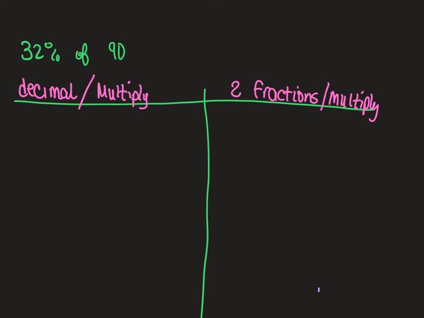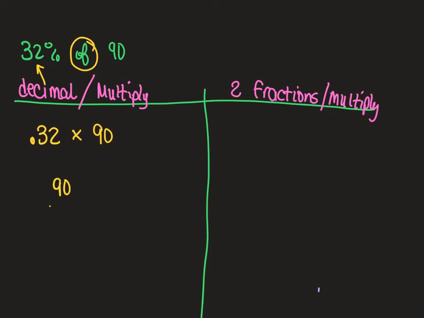So what do they have in common? We're multiplying. The word of is a code word for multiply. Anytime you see of tells you to multiply. Okay, so I'm going to work each one of them out on this question. If I change 32% into a decimal, I get 0.32. Then I'm going to multiply that by 90.